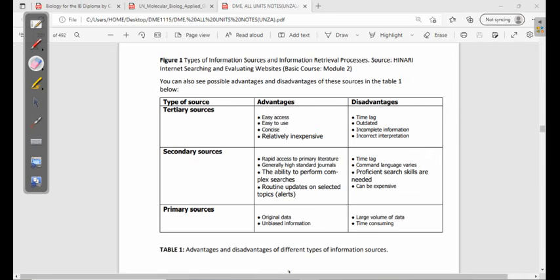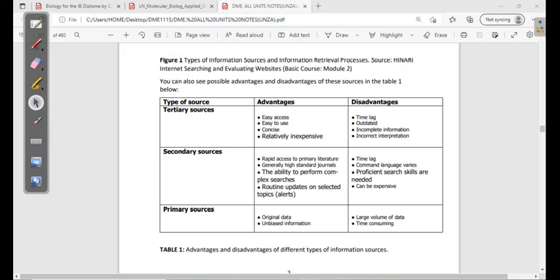And another thing is incorrect interpretation. The primary source of information might be talking about one thing, and someone who wrote this textbook might interpret the information in the primary source according to the way they understand it, and that can cause incorrect interpretations, and when you read it you might end up reading wrong information. Those are the disadvantages and advantages of this type of information.